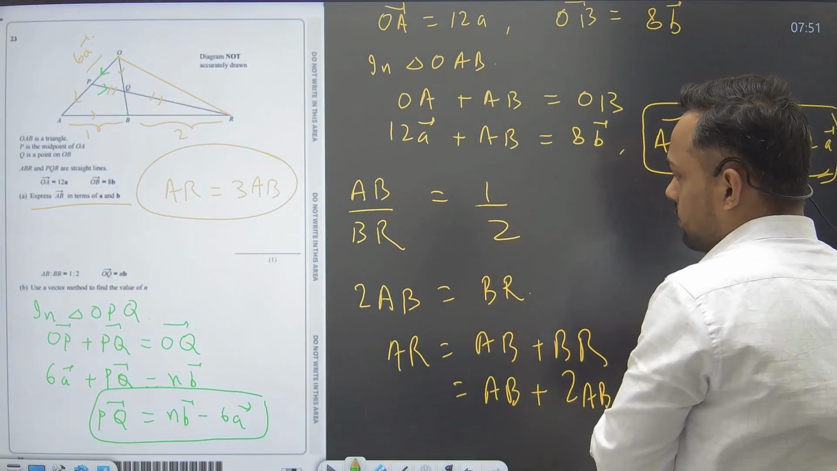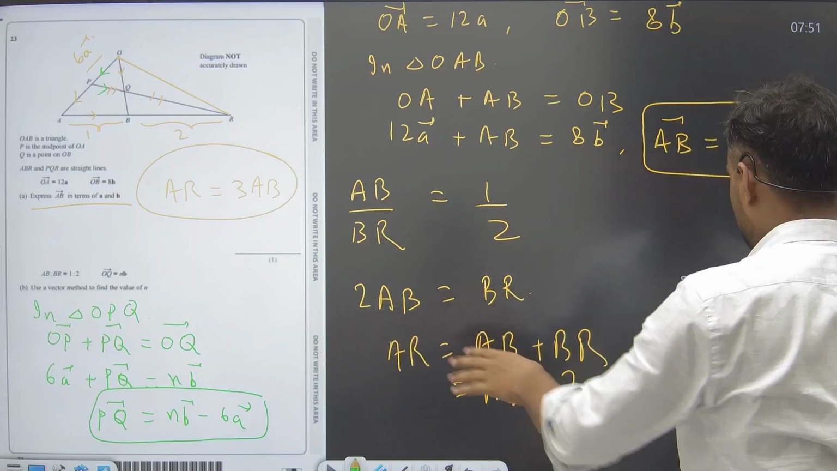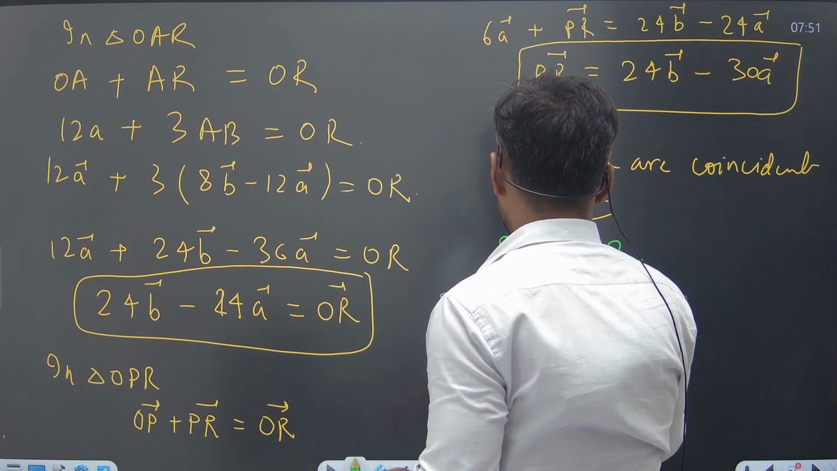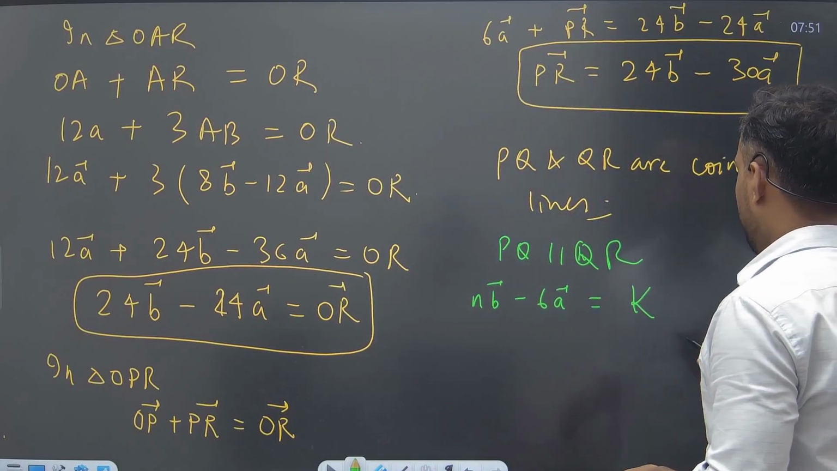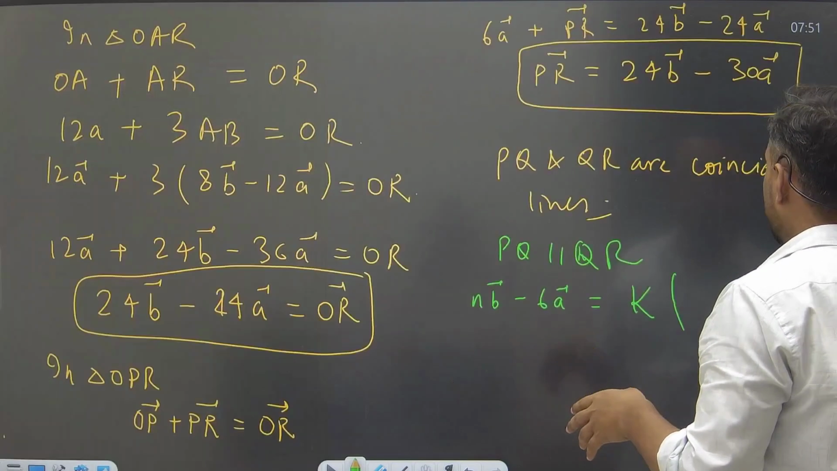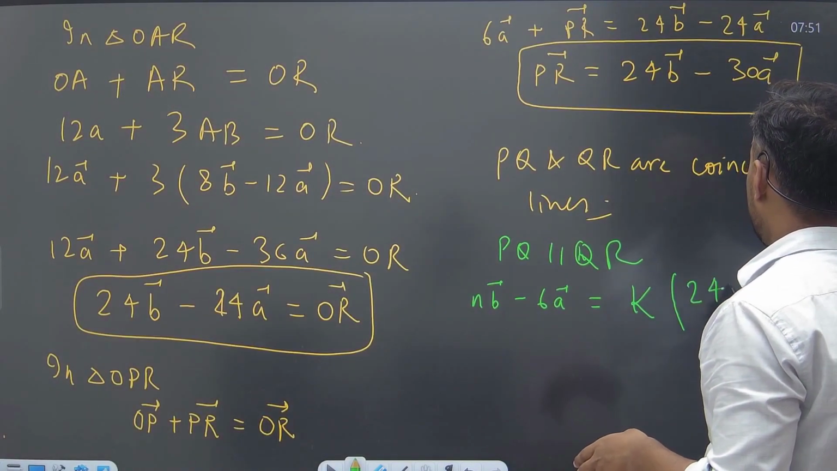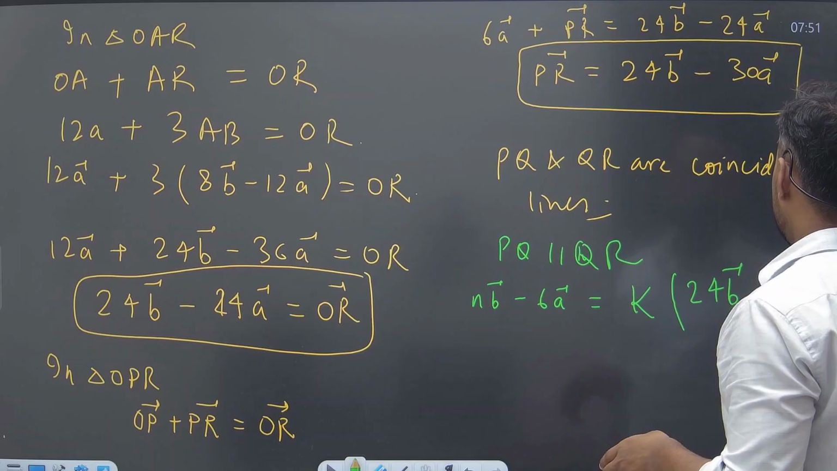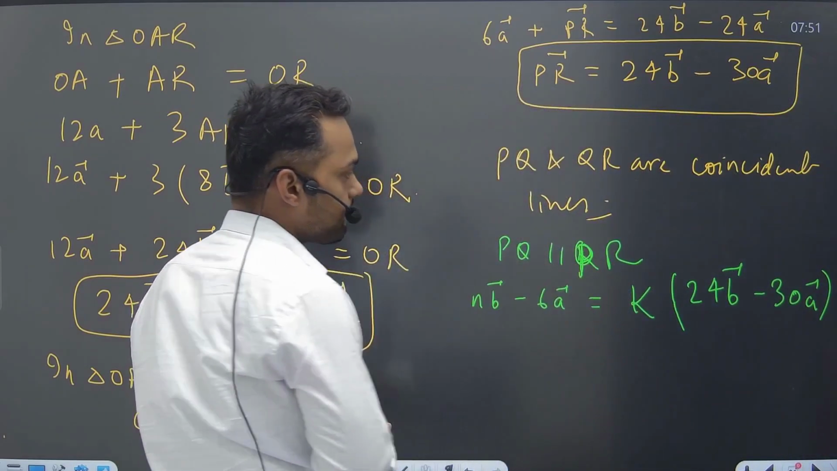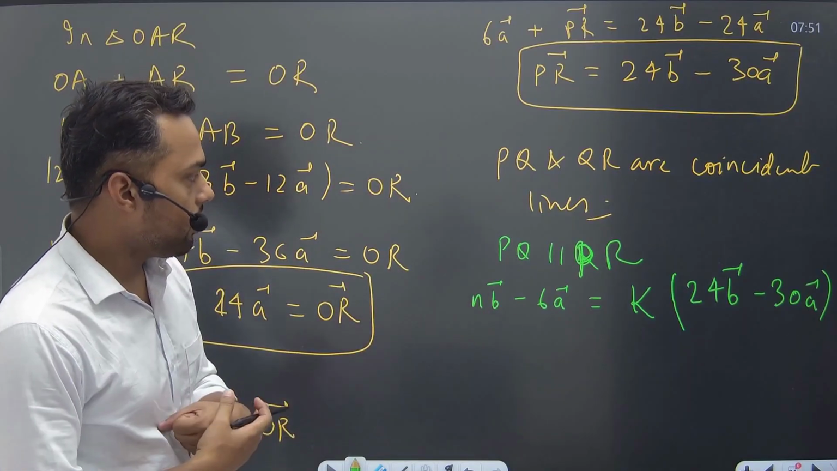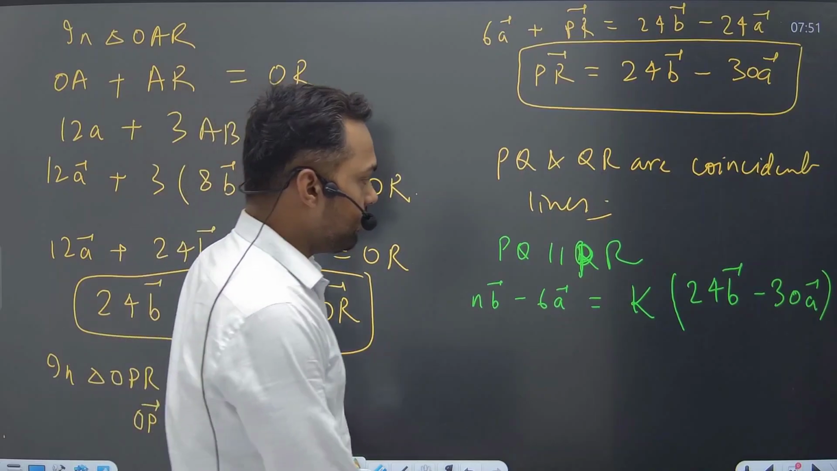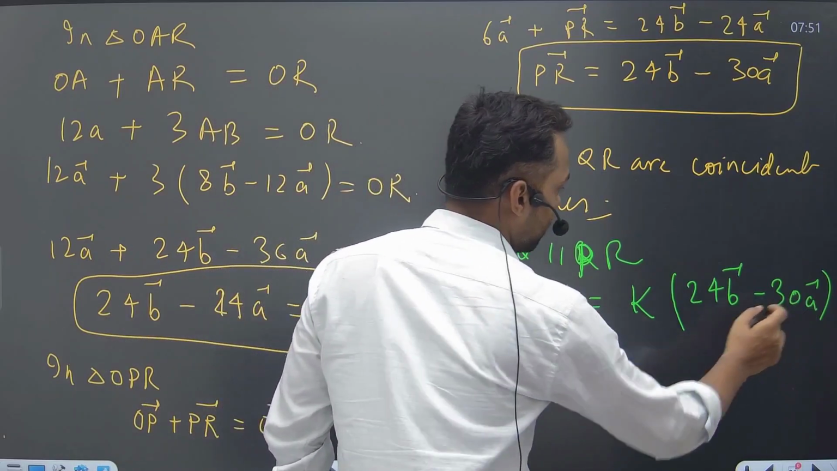PQ and PR. So if we say PQ is n b vector minus 6 a vector, this will be equal to the QR part, that is equal to, what is the value of PR we have calculated, that is 24b minus 30a. This will be PR. From here we need to compare the coefficients, student. See, negative of 6a and negative of 30a.